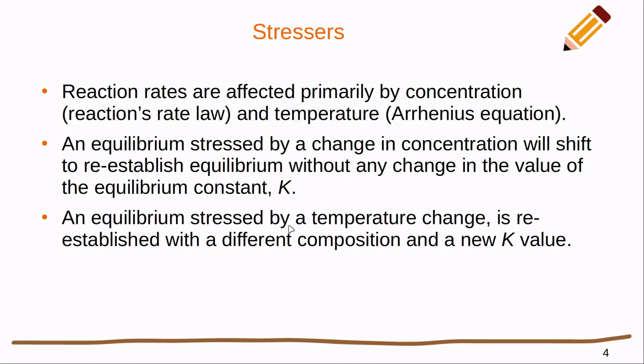An equilibrium stressed by a temperature change still reestablishes a different composition, but the reason that it did that is because the K value changed for that reaction. These K values are specific to the temperature. If I change the temperature, I'm going to have a new K value, and a new equilibrium is going to need to be established.